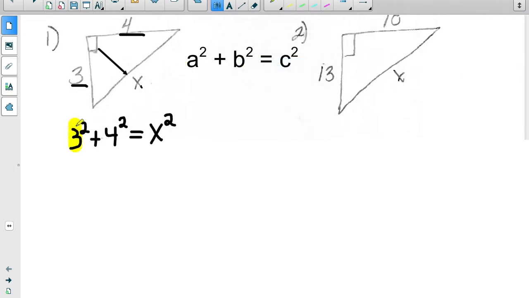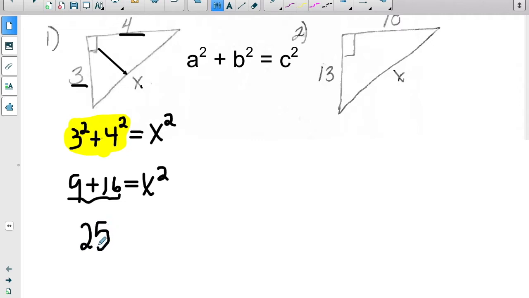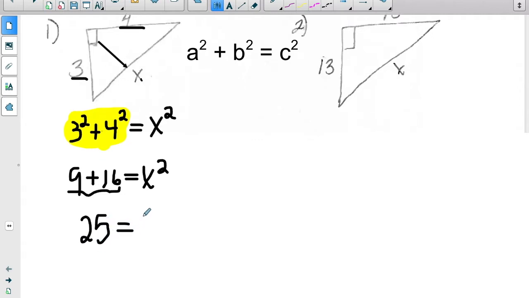Now, when I look at this, I have 3 squared plus 4 squared. All of this here is just a number. We don't have any variables in it, so I can simplify this. I can do 3 squared, which is 9, plus 4 squared, which is 16, equals x squared. Now we can combine these two because they are like terms, and 9 plus 16 is 25, which is still equal to x squared.